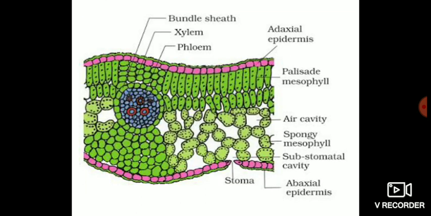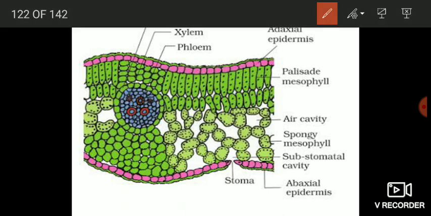Now let's have a look at the anatomical features of a dorsiventral leaf. This represents the upper epidermis and this is the lower epidermis. It is constituted of a single layer of compactly arranged parenchymatous cells, and on the outer side you can see it is having a deposition of cuticle. Now the palisade parenchyma consists of compactly arranged columnar cells, and these cells are situated towards the upper epidermis.